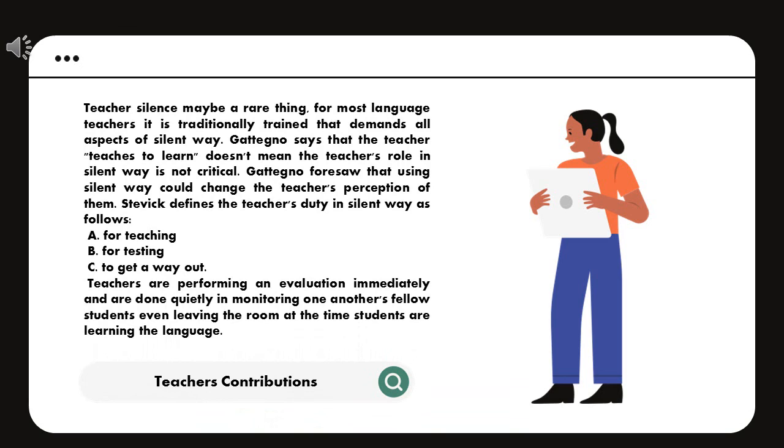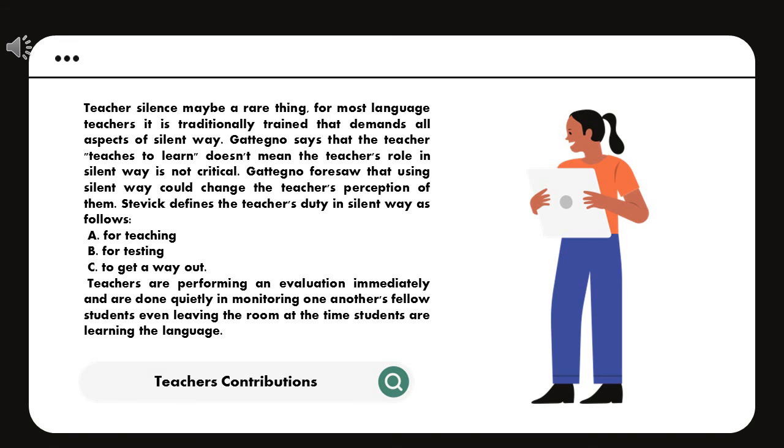Teacher contribution. Teacher silence may be a rare thing. For most language teachers, who are traditionally trained, it demands changing all aspects of teaching. Gattegno says that the teacher works to learn, thus meaning the teacher's role in the Silent Way is not critical. Gattegno foresaw that using the Silent Way would change the teacher's perception of themselves.